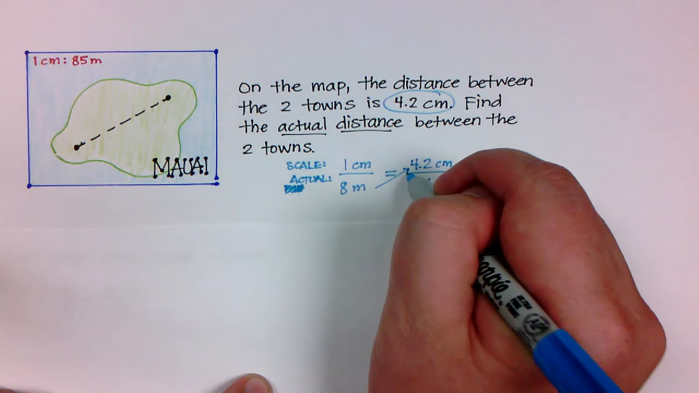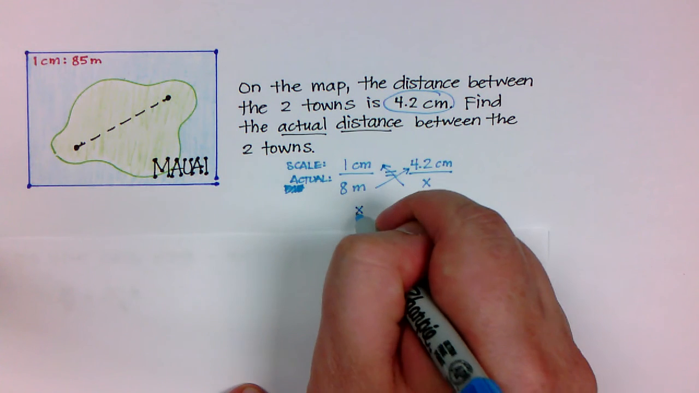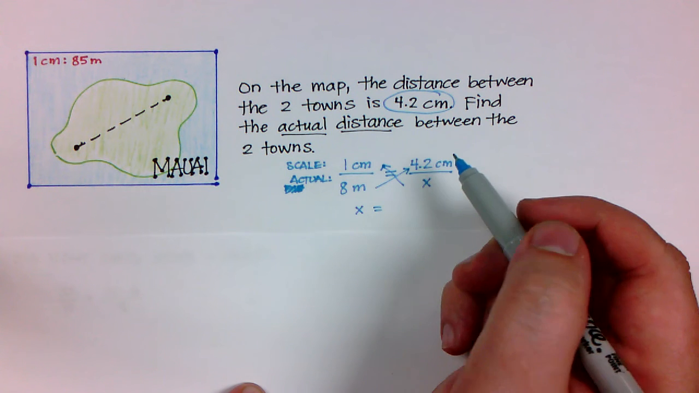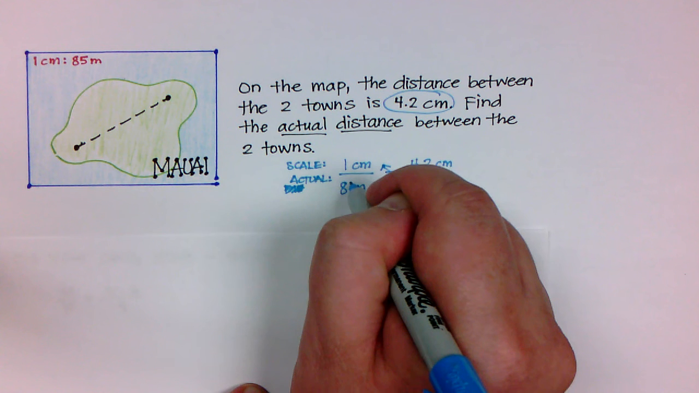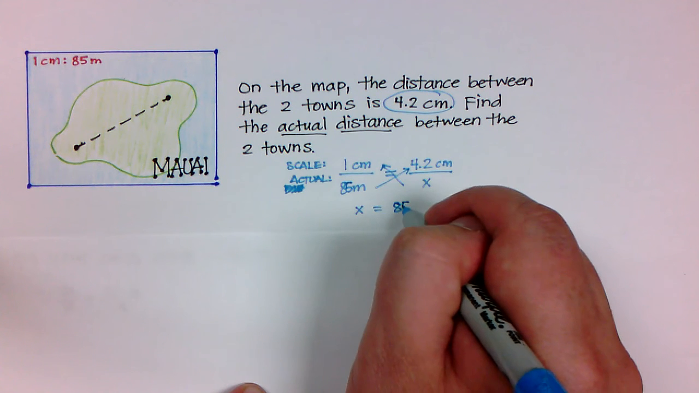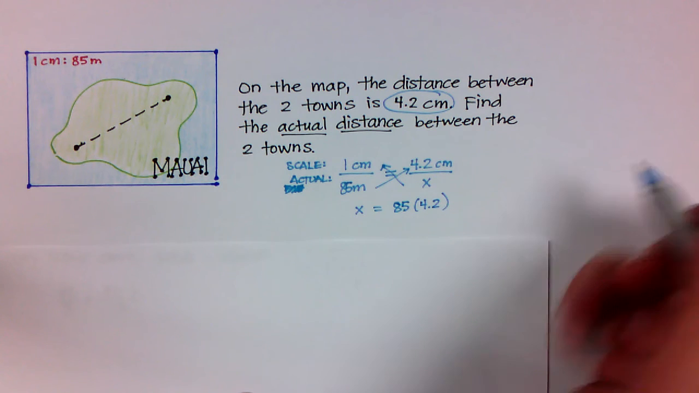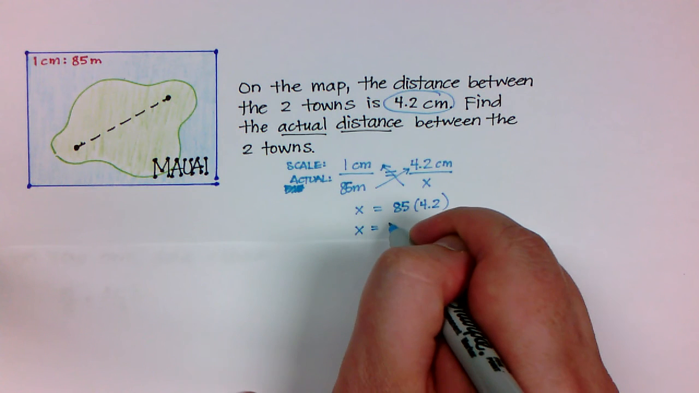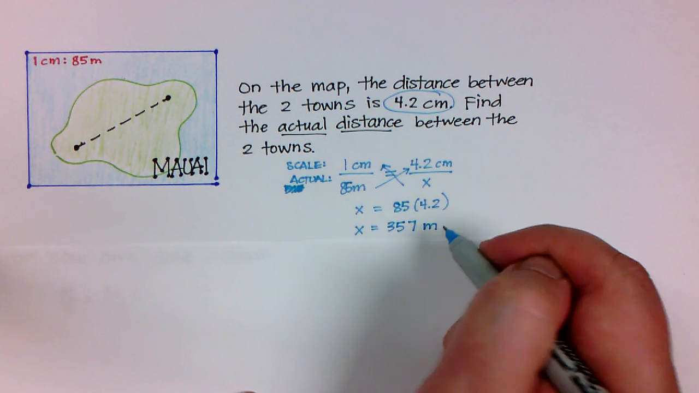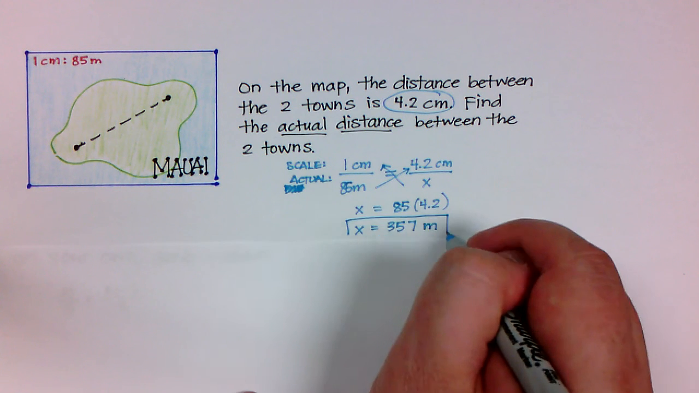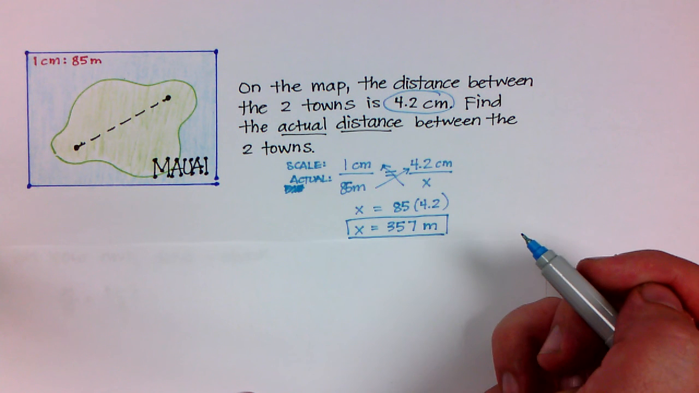I'm going to do some cross multiplication. Okay, we find that X is equal to 8 times 4.2. I'm sorry, I don't know why I have an 8 there. That should be an 85. 85 times 4.2. Thought that looked a little too small. And then I can find, when I multiply those, that I'm going to get 357 meters. That's the real distance in real life. So if you're wondering how far apart those two towns are, you just solved it.